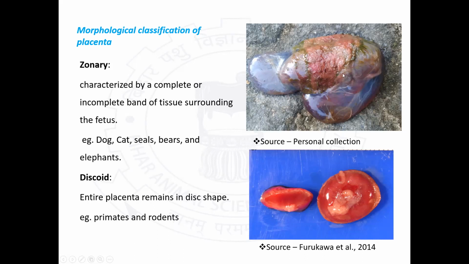Look at this band. Okay. So the fetus is surrounded by, look, this is the fetus. Look carefully, this is the fetus. Okay, and it is surrounded by a band. This is called zonary placenta. The zone, the band is surrounding the fetus, and from here only the fetus will get nutrition. That's why it is called zonary placenta. You'll see it in carnivores, especially these pets, dog and cat, bear, elephant, seal. And then discoid means like a disc. You see this? So rodents and primates have discoid kind of placentation.